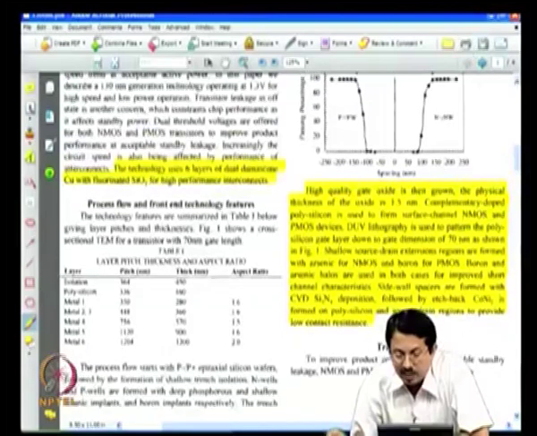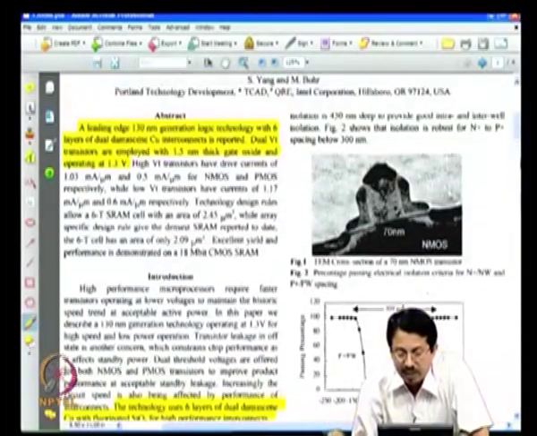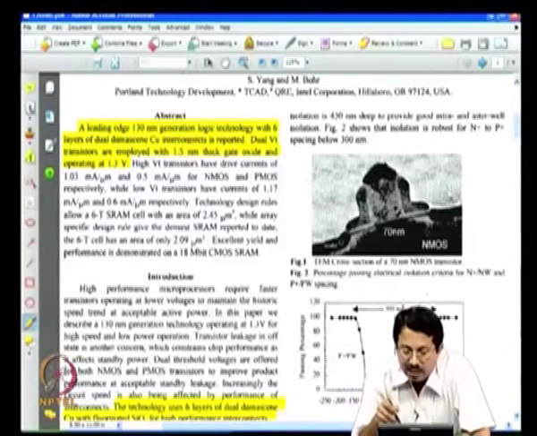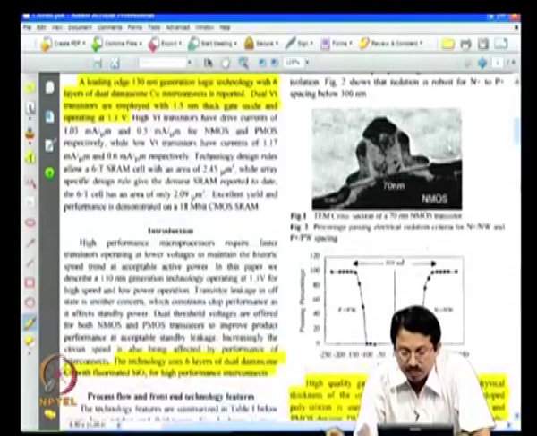So, various technological features. This is how a transistor looks, an n channel transmission electron micrograph showing 70 nanometer gate length, source, drain, ultra thin gate electrode, polysilicon, silicided at the top, and so on and so forth.